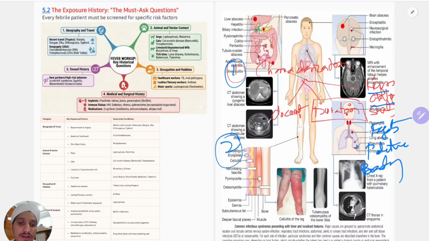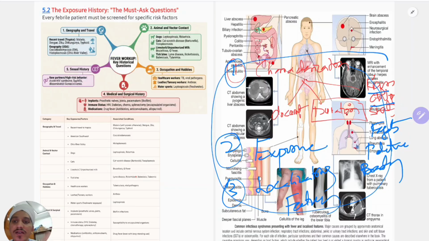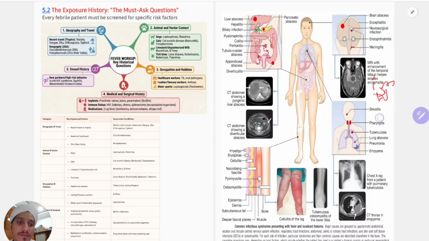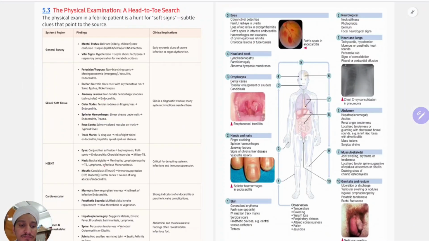And the second important thing is exposure history. Four things in that. Third important thing is ask history about localizing features. So these three things will help us to reach the diagnosis. Now many of the times there will be only fever and no localizing signs and symptoms. So the management of that is different, we'll discuss in the management part.